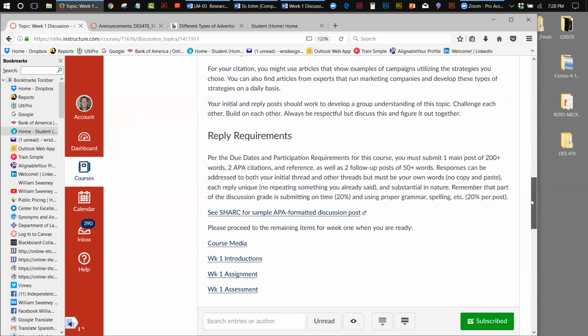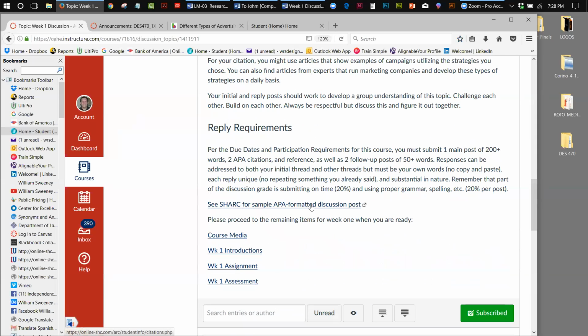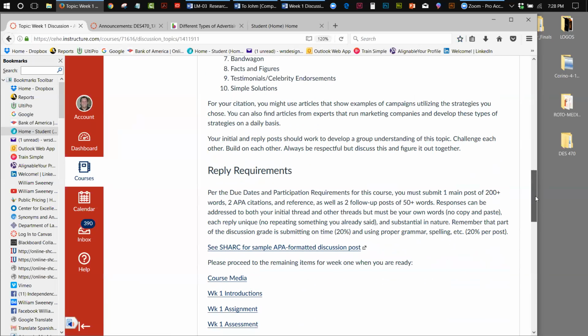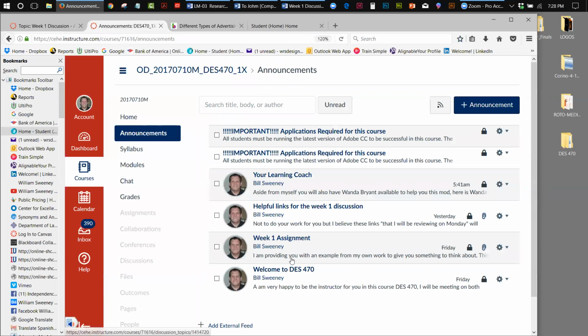There you can go to Shark for an example of an APA formatted discussion post. So if you want to take a look at what that's like, go do that there, okay? And again, I believe, if I'm not mistaken, I've put in here an example of my own work. This was an example of one of my weeks up in my course. I just showed you my courses. This is one of the weeks that I put in.